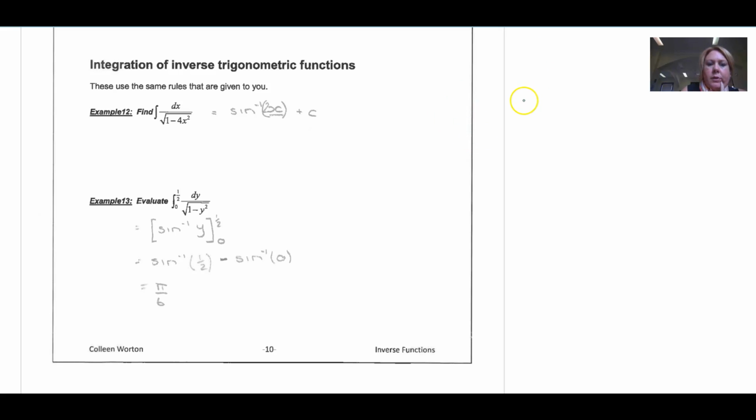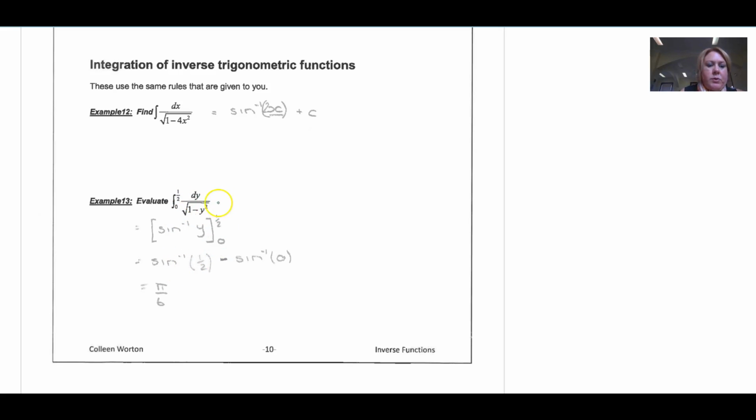But I've got the 2 here, so I have to have it on the top for it to work. I don't have it on the top, so what has happened is they have halved it, plus c. Down the bottom, exactly the same thing, except I've got to put in boundaries.